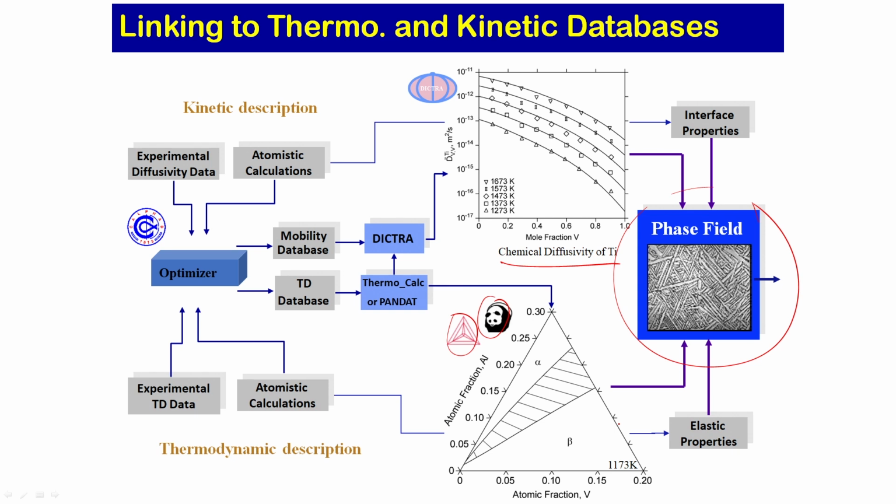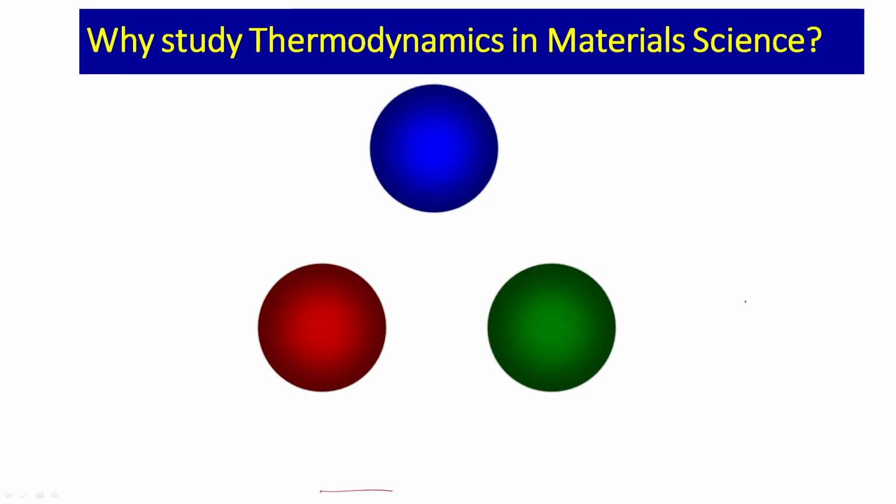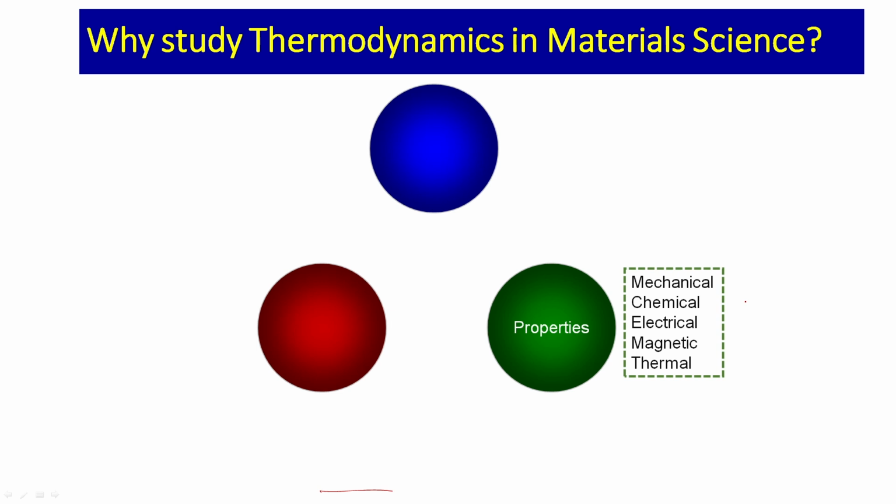And once you have the microstructure from phase field simulations, we can find out elastic properties. Interfacial properties have to be used to generate the microstructures, that is the interfacial energy, strain energies, all these aspects that also can be calculated from ab initio simulations. So, why thermodynamics? Because properties are what is important for us.